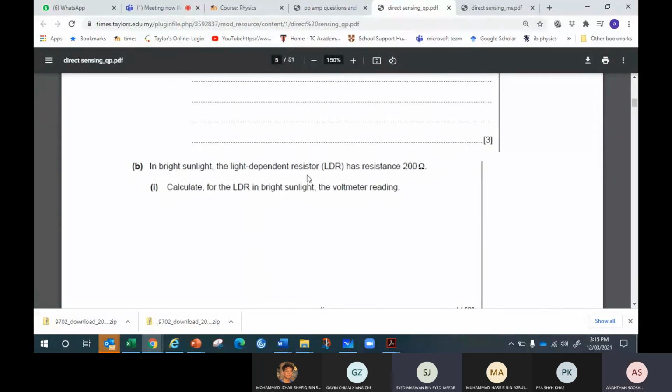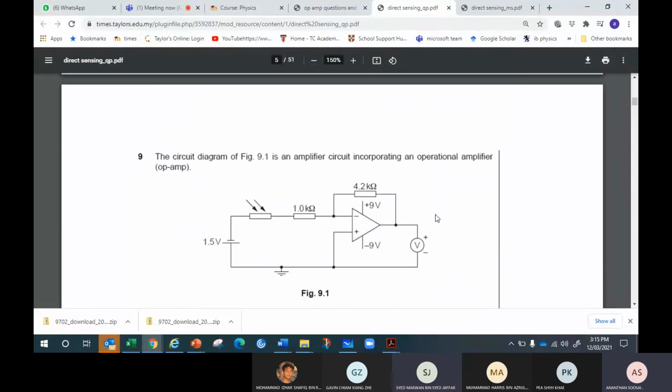In bright sunlight, the light dependent resistor has resistance 200 ohm. Calculate the voltmeter reading in bright sunlight. What is the voltmeter reading? In bright sunlight, the LDR resistance will be 200 ohm. So what will the voltmeter reading be in the bright day? So LDR is 200 ohm.